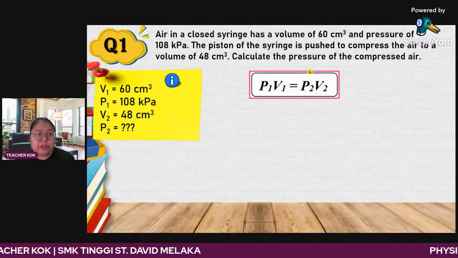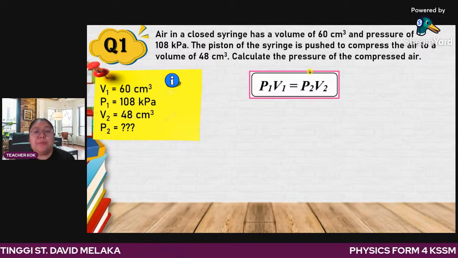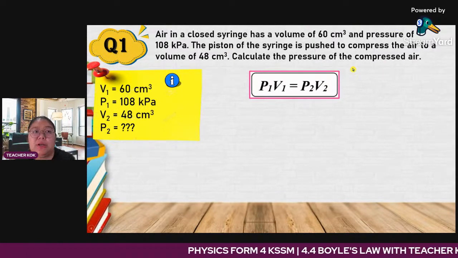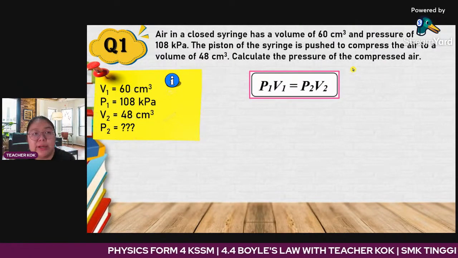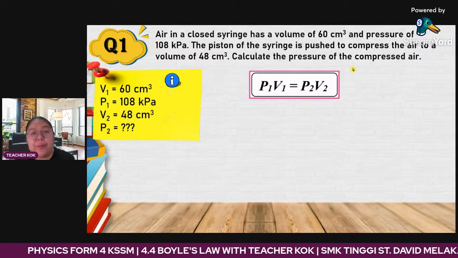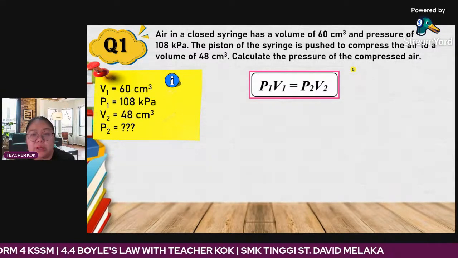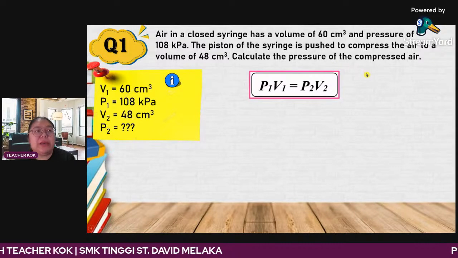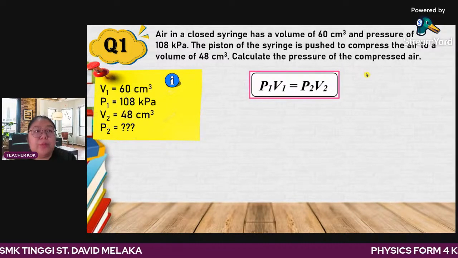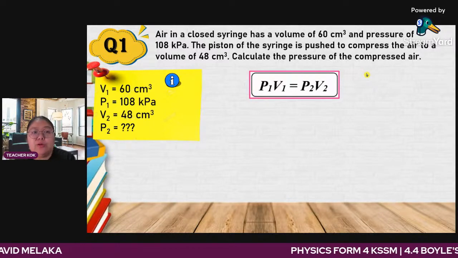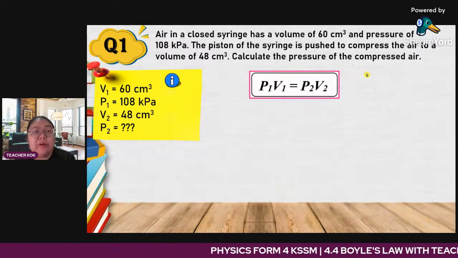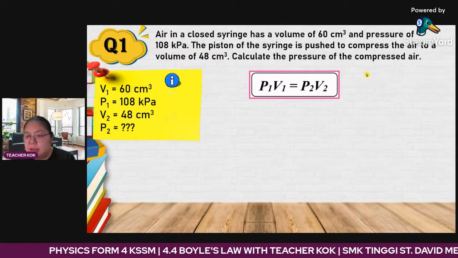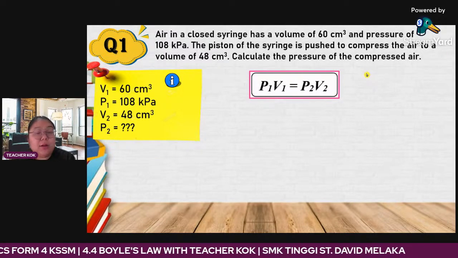I show you the equation: P1 V1 equals P2 V2. The whole question has no temperature, so that means there is only Boyle's law. They're talking about pressure and volume only. Please prepare your calculator and give me the answer for P2. What is your new pressure now, when I compress the syringe until 48 cm cube? Anybody here can answer it?